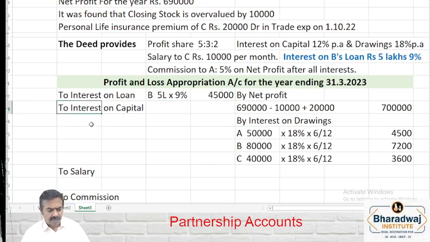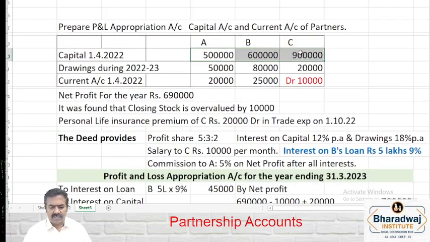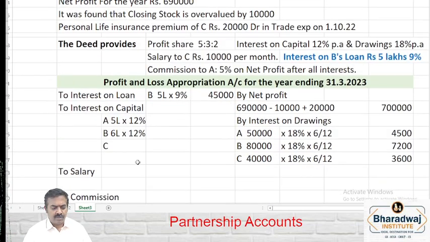Then we'll charge interest on capital. We have got 3 partners. A's capital, how much is it? 5 lakhs, first line item. Into what percent interest? 12%. B's capital? First line, 6 lakhs into what percentage? 12%. C's capital? 5 lakhs, 6 lakhs, 9 lakhs. So C's capital is 9 lakhs into 12%.